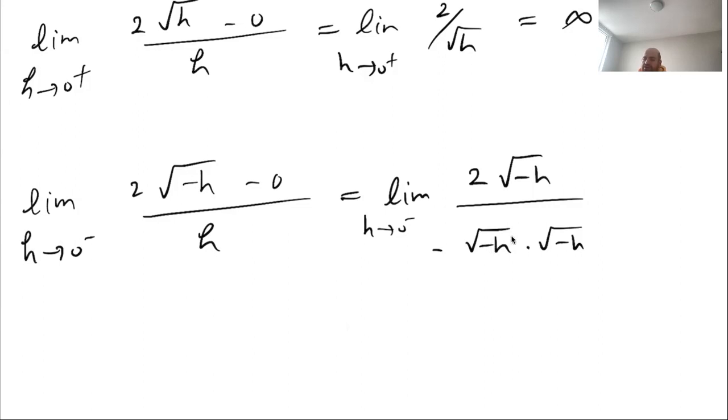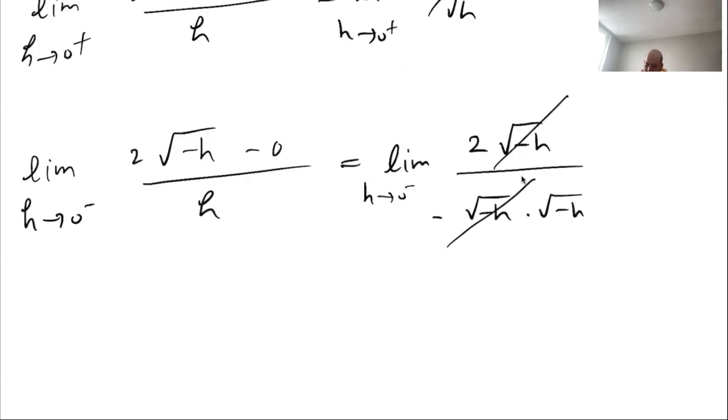Root minus h times root minus h. This is under the square root, a positive number. Under the square root, this is also a positive number. This will be minus h, one minus in front. That will give me h. And 2 root minus h, I just wrote it, what we had before. Now I can cancel this guy with this guy.